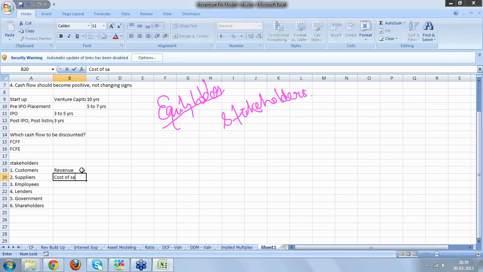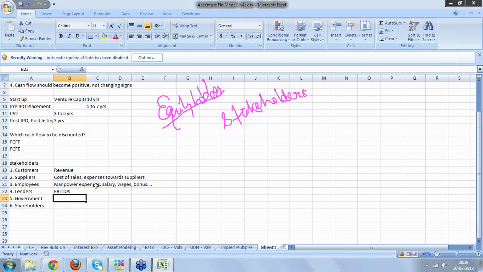So cost of sales, expenses towards other vendors, suppliers, all these expenses will be subtracted. Then liability towards employees, so you will have to pay manpower expenses, which is salary, wages, bonus, all kind of variable pay. Once you have subtracted all these things from here, what you will have in your hand is EBITDA. So once you have EBITDA, you have fulfilled all your liability towards customers, suppliers, and employees.